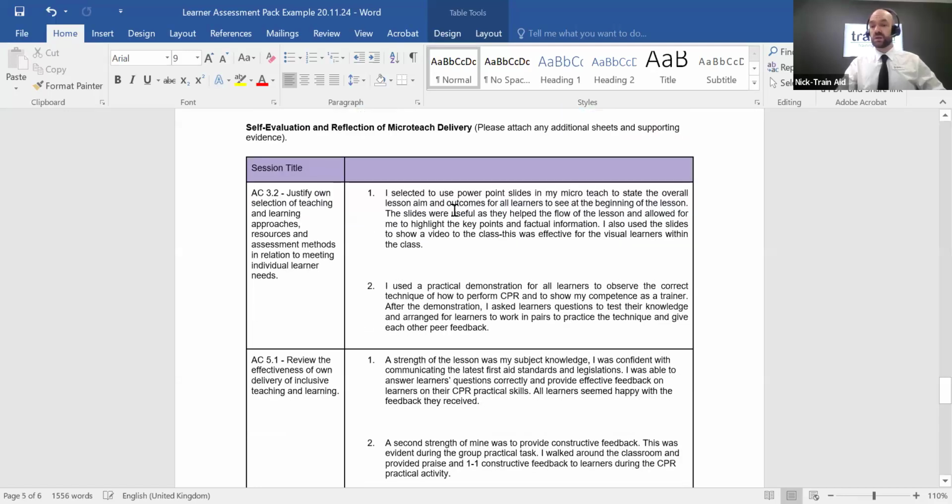Okay, folks, so that is my 3 peer observation forms. Hopefully you can see that that is the level of detail that we're looking for here at TrainAid when observing your 3 fellow classmates. If you're unsure of what to write, please get in contact with us and we can support you further. We're just going to move on to the self-evaluation and reflection of micro-teach delivery.